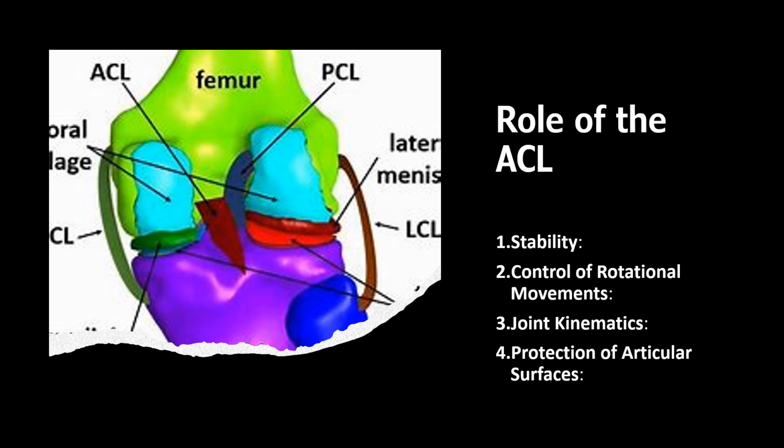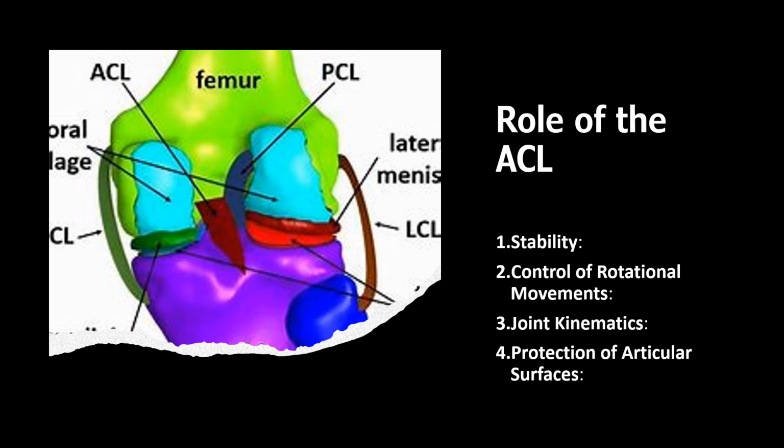Now, it plays an important role in stabilizing the knee joint and controlling its movements. And here are some of the primary functions and roles of the ACL. So the first one is stability. The ACL helps maintain the stability of the knee joint by preventing excessive forward movement of the tibia in relation to the femur. It acts as a primary restraint against anterior translation of the tibia, especially during activities that involve sudden stops, changes in direction, and pivoting movements.